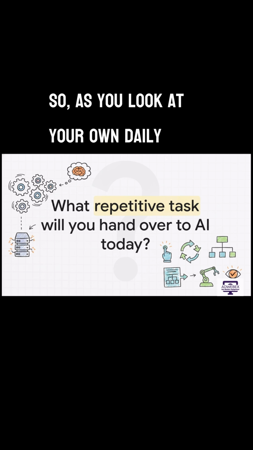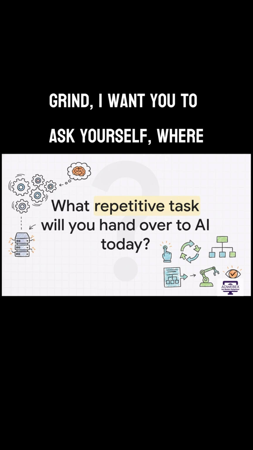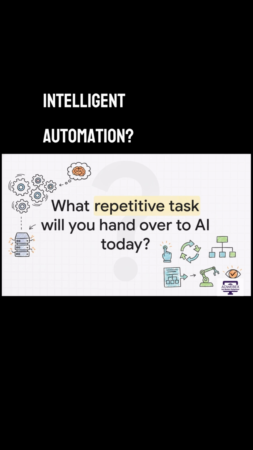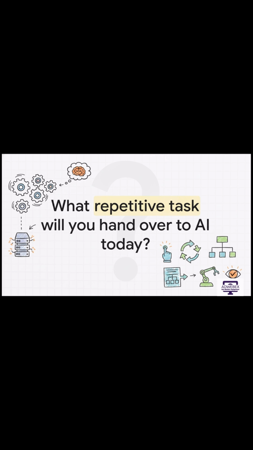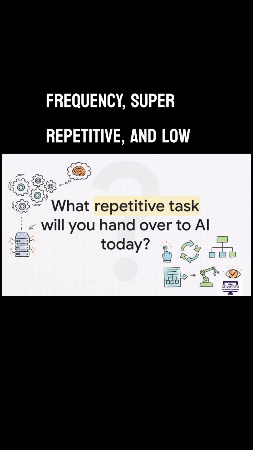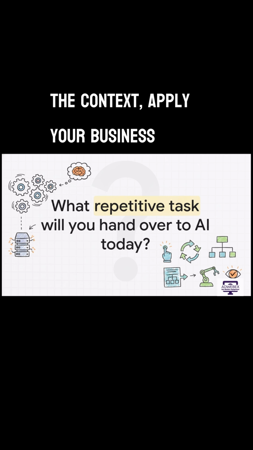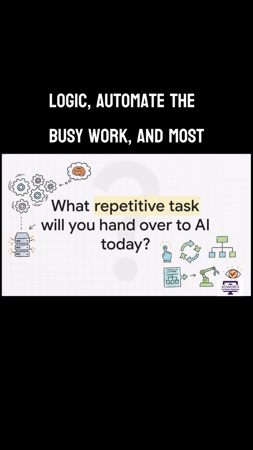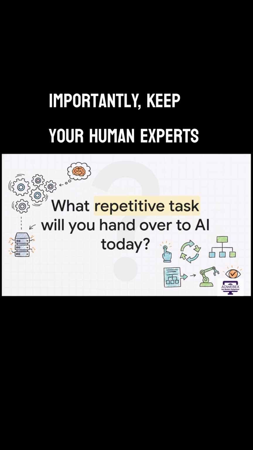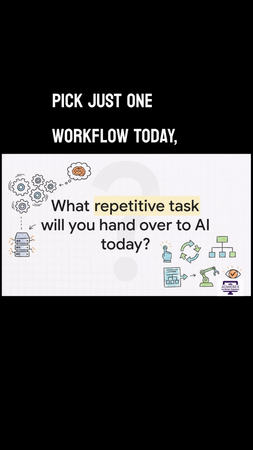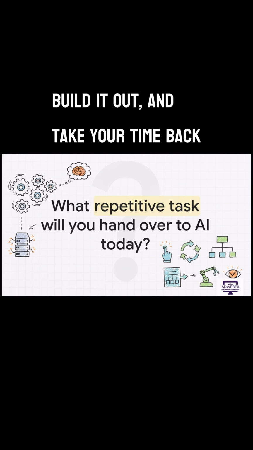So as you look at your own daily grind, I want you to ask yourself, where can you replace manual drudgery with intelligent automation? Look for those tasks that are high frequency, super repetitive, and low risk. Define your trigger, let the AI process the context, apply your business logic, automate the busy work, and most importantly, keep your human experts right there at the finish line for approval. Pick just one workflow today, build it out, and take your time back.